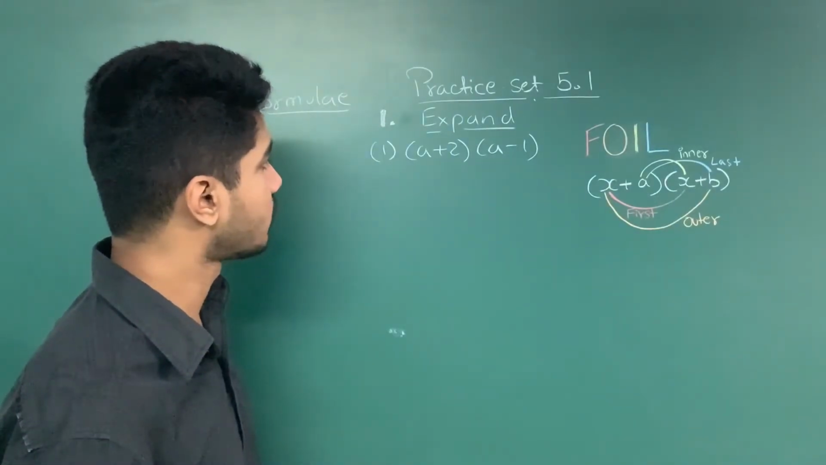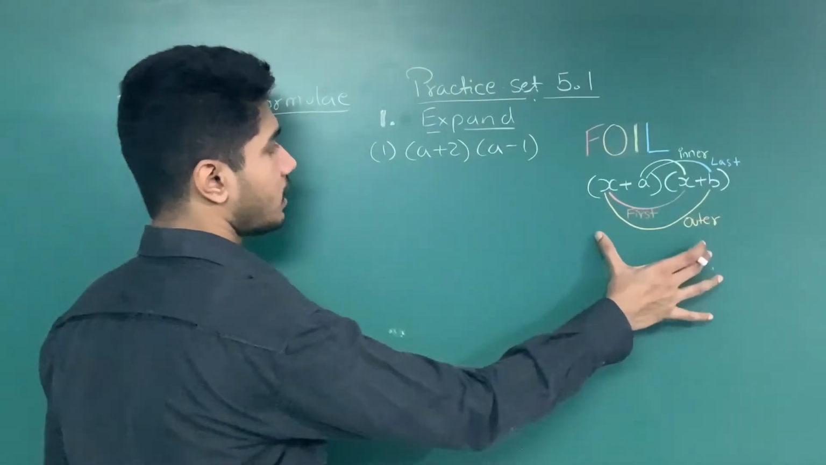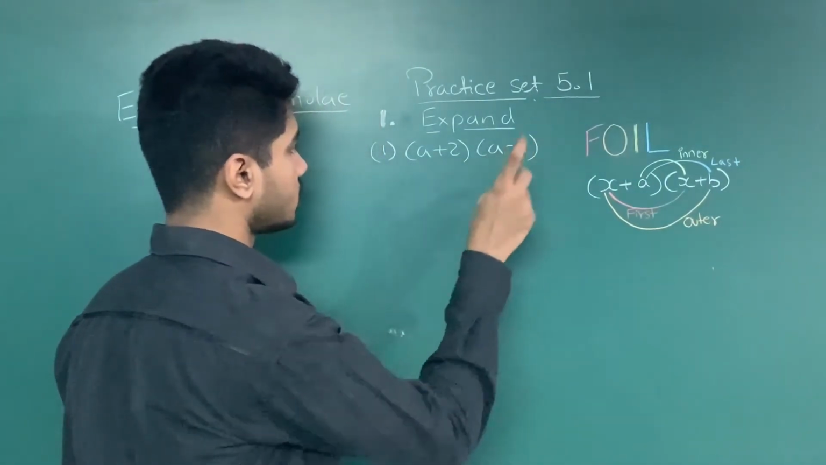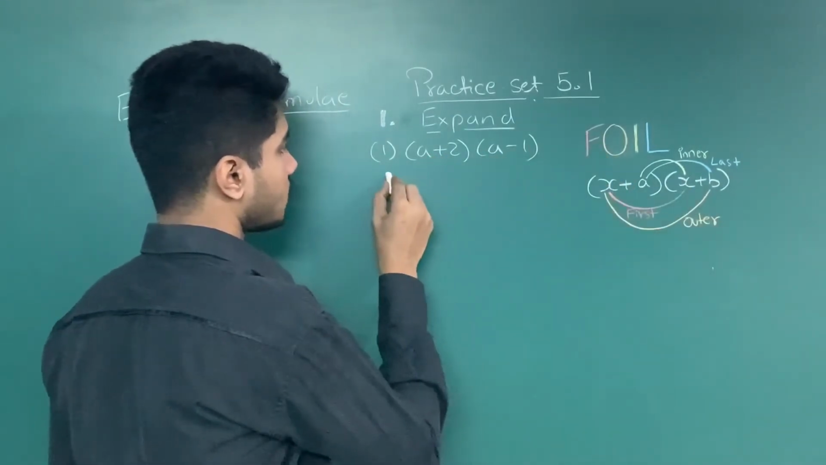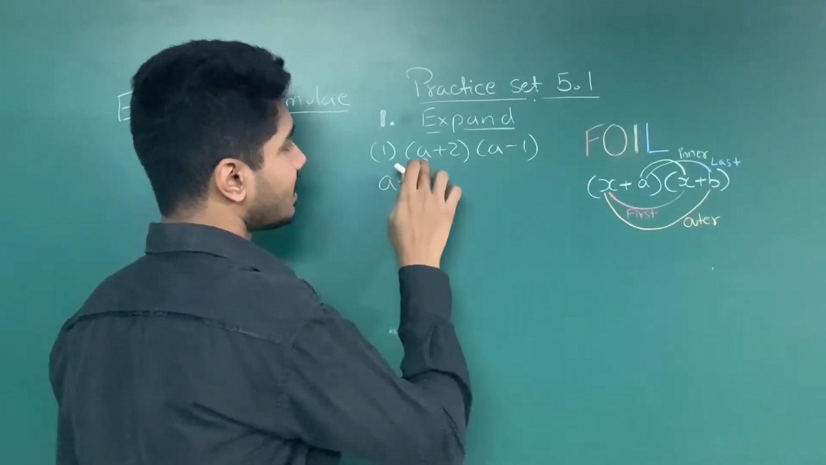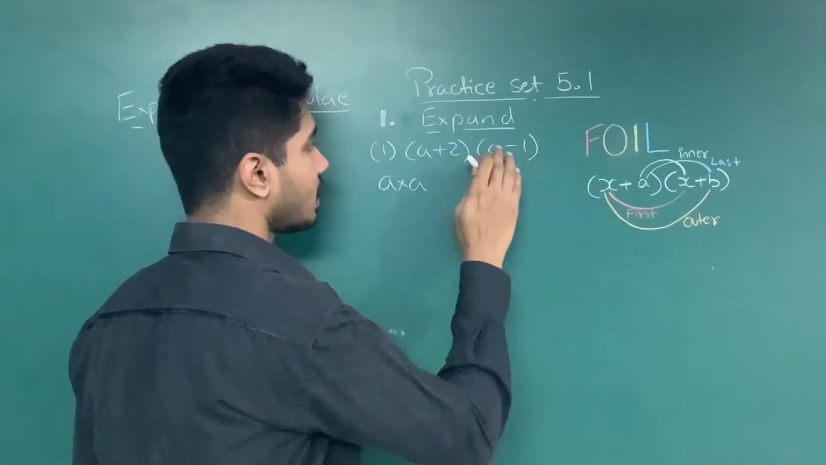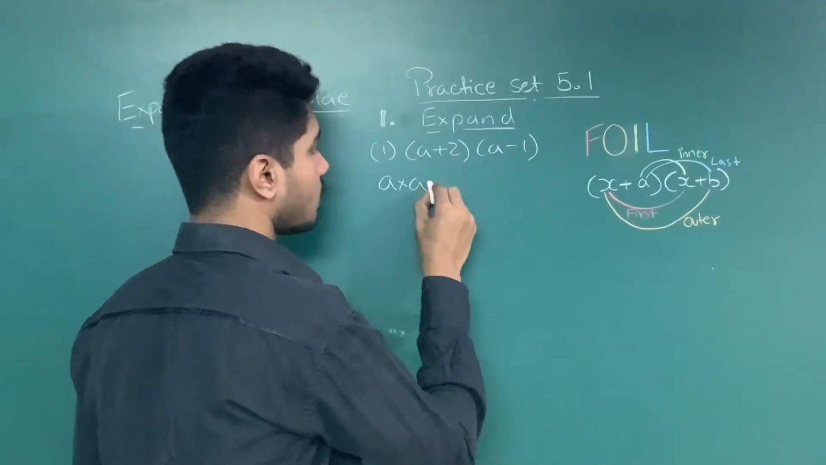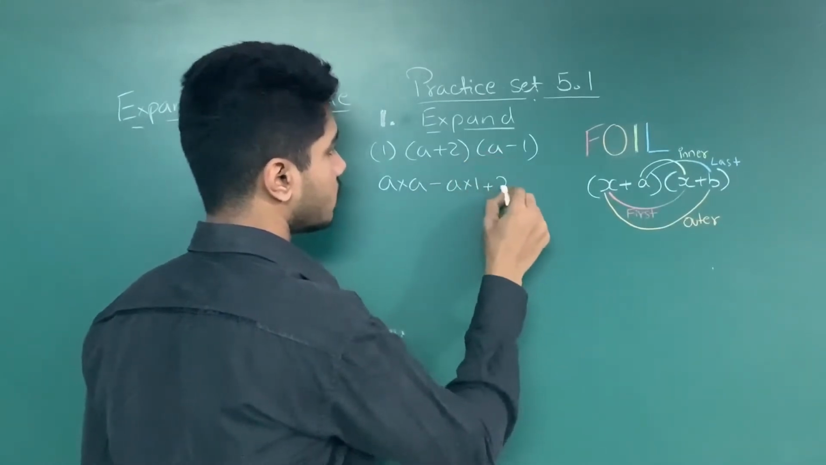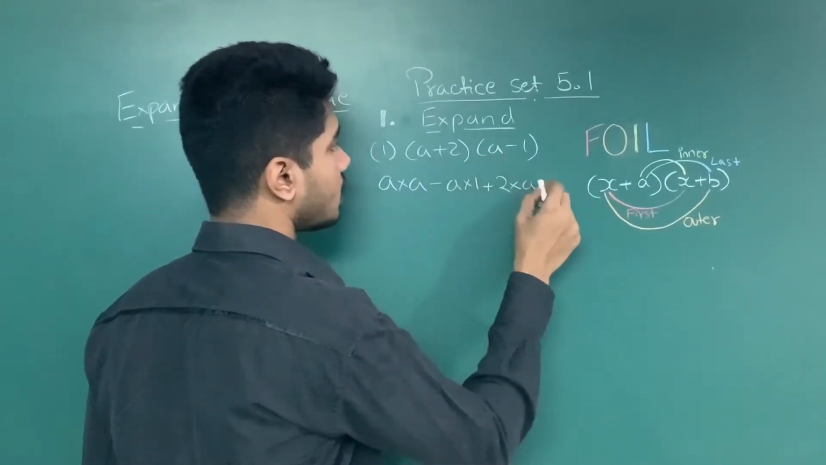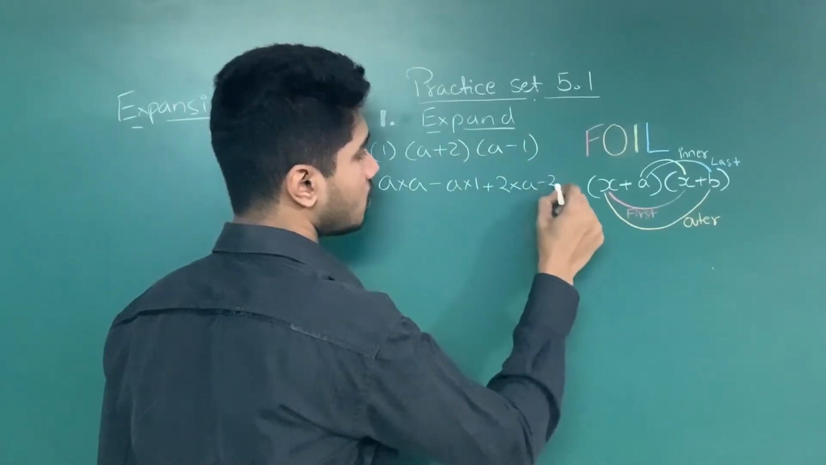5.1, expand. First question, (a plus 2)(a minus 1). Let's apply this trick on this question. So it will be a into a, so that is the first, a into a. Then this a will get multiplied with the 1. Now this 1 contains minus, so it will get multiplied with the minus. So it will be minus a into 1 plus 2 into a, so 2 into a. Then 2 into minus 1, so it will be minus 2 into 1.